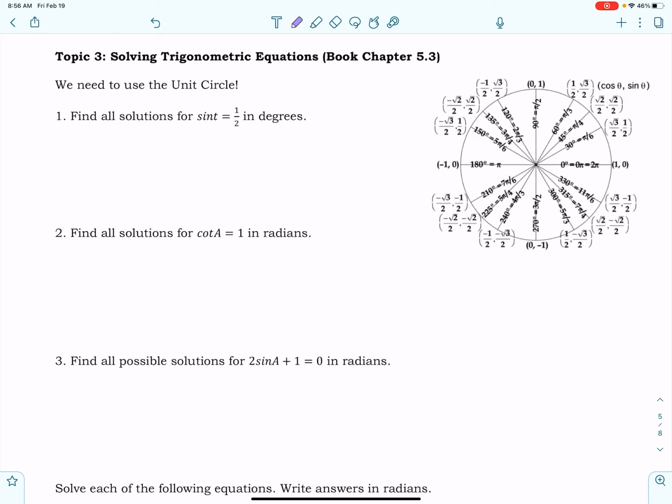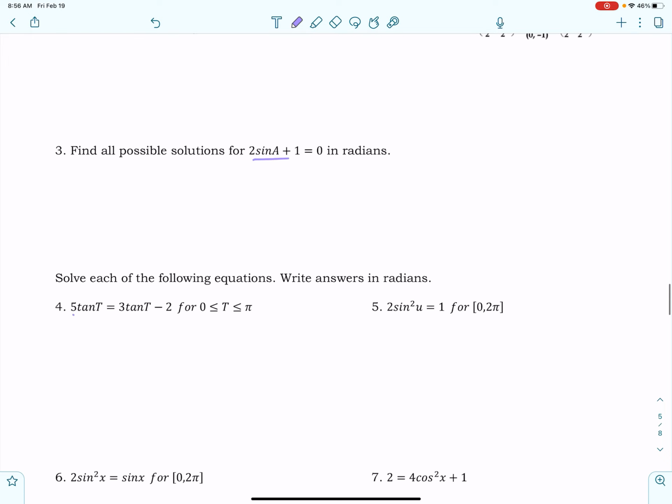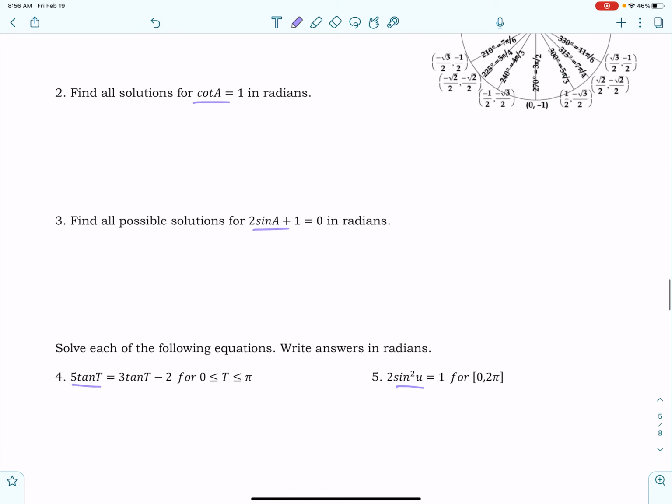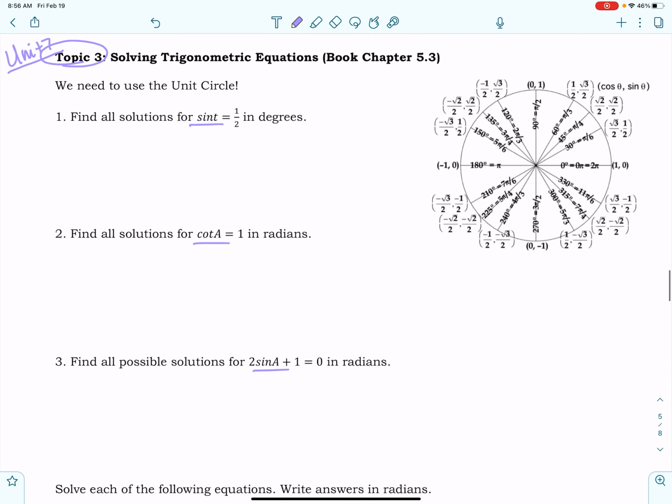All right, pre-cal, in this video, we are still in Unit 7, but now we have gotten to topic 3. So we're going to be solving trigonometric equations. If you'll notice when you scroll down here, all of these equations have a trig value in them. So that's why they're called trigonometric equations. This is going to be a little tricky because you're going to have to solve these in two parts.